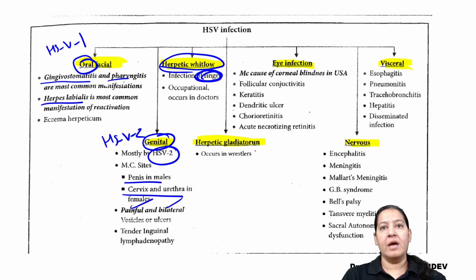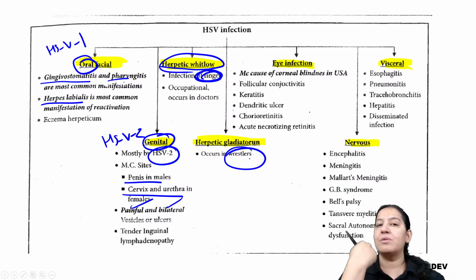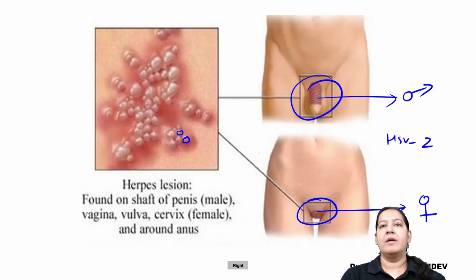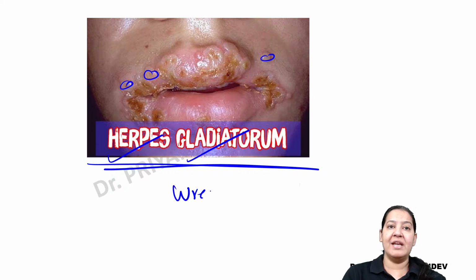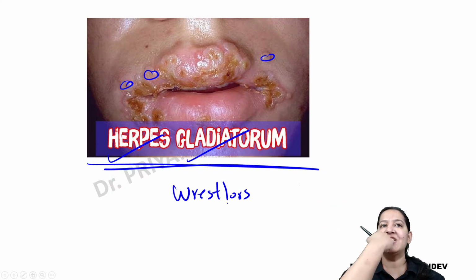Now in wrestlers, you know what wrestlers are? Wrestlers usually get a punch on the face. So they have a punch around the lips. So this area is very commonly infected in wrestlers. So they can have herpes in this area. It is known as herpes gladiatorum. Let me show you this one. Herpes gladiatorum is usually seen in wrestlers because of the punch. This area over the lips is commonly infected.